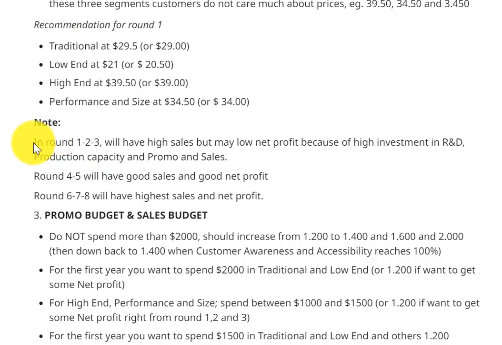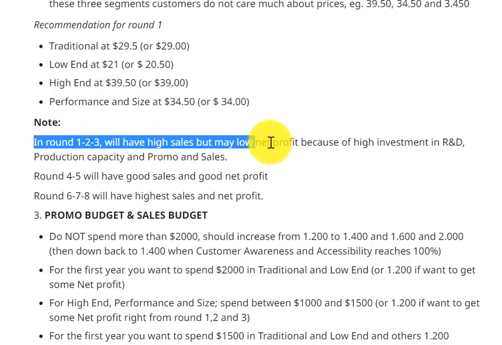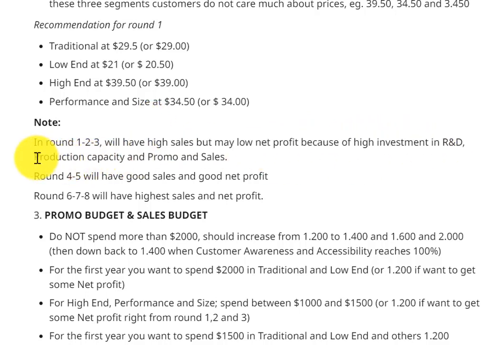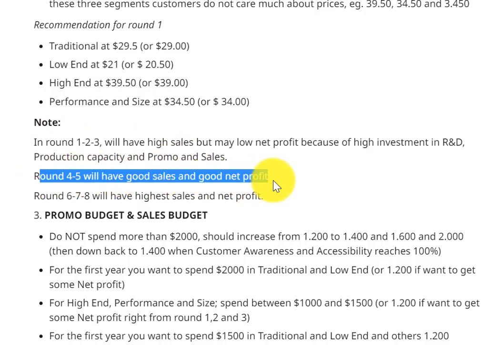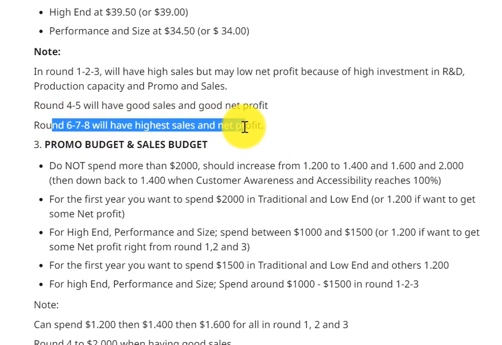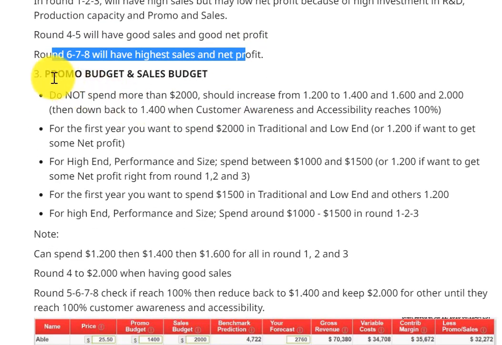So the note here is that in round 1, 2, 3, we will have high sales but low net profit because of high investment in R&D, developing new products, and also we need to add production capacity, and we spend on promotion and sales. We get good sales but still low net profit. From round 4 and 5, we will have good sales and good net profit. And in round 6, 7, 8, we have high sales and high net profit.